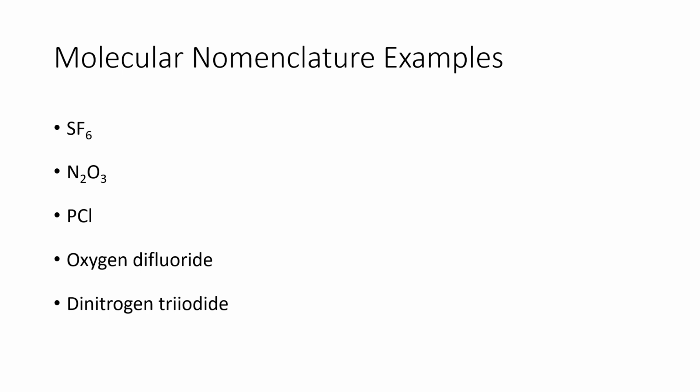Feel free to take a moment and pause the video to try these examples and resume when you're ready to check your answers. For SF6, S is sulfur, F is fluorine, so it becomes fluoride, and it will have the prefix of hexa for 6. So this is sulfur hexafluoride. For N2O3, N is nitrogen, 2 is going to be a prefix of di, O will be oxide, and the 3 will be a prefix of tri. So this will be dinitrogen trioxide.